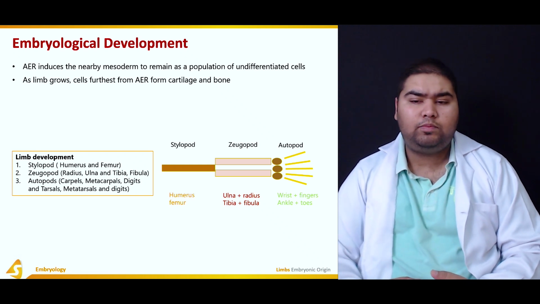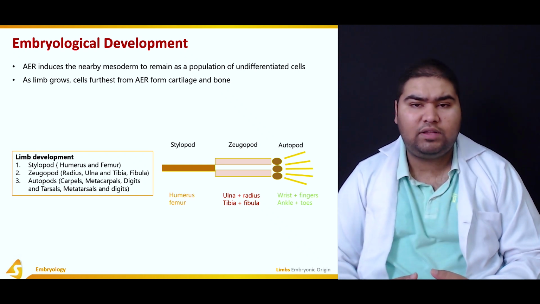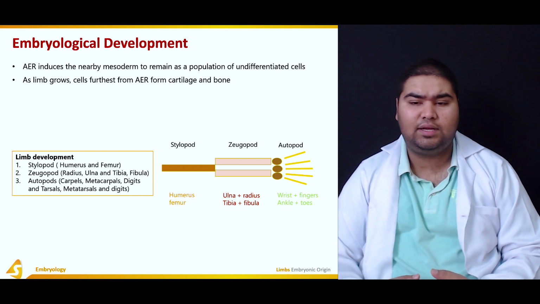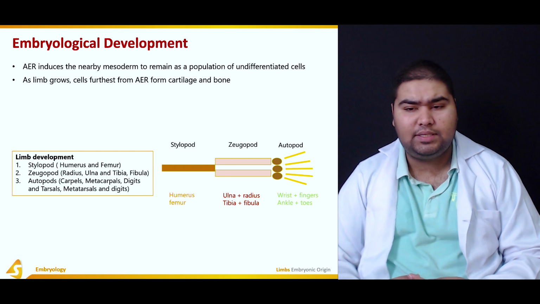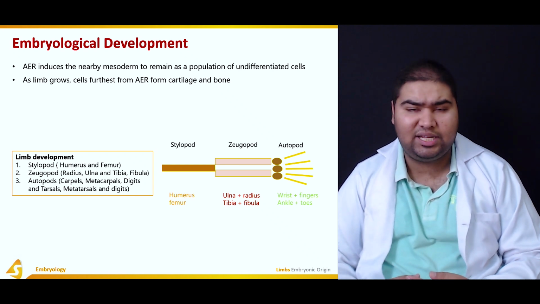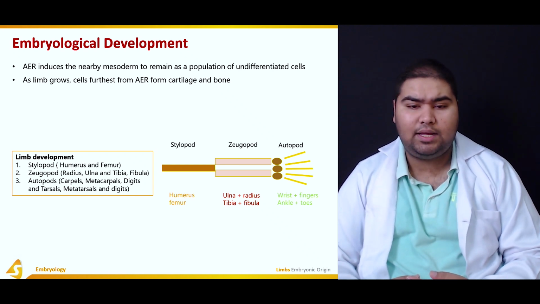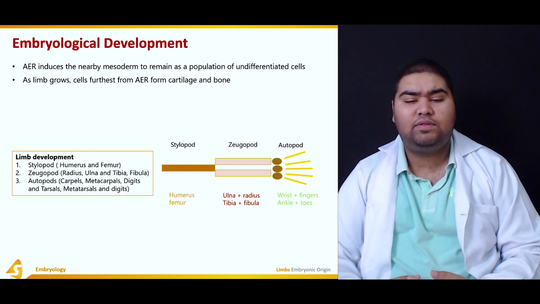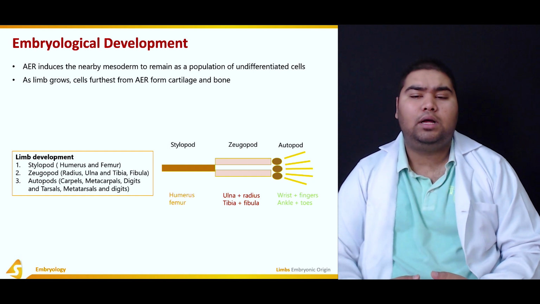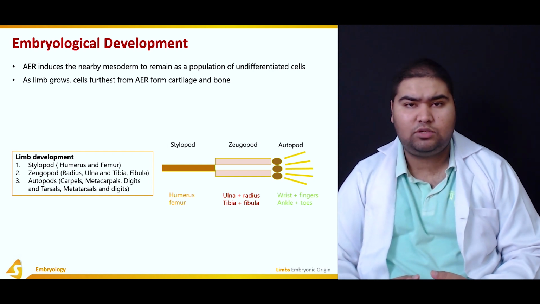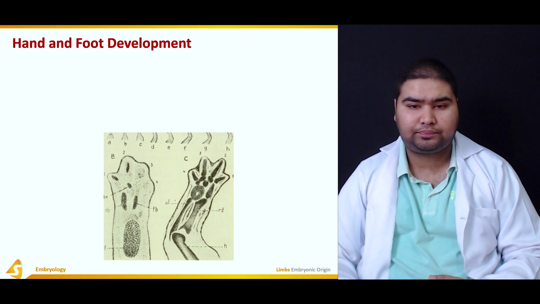And the autopods, which are the bones of the hands and feet, consist of the carpals, which form the wrist, then the metacarpals, the hands, and then the digits, the fingers. Similarly, the tarsals are the bones of the ankle, the metatarsals form the feet, and the digits form the toes.